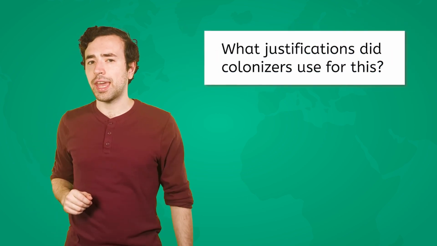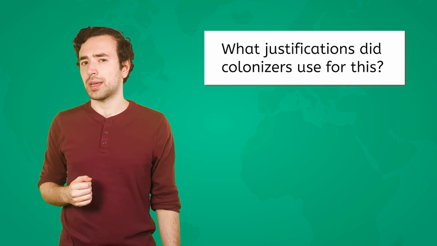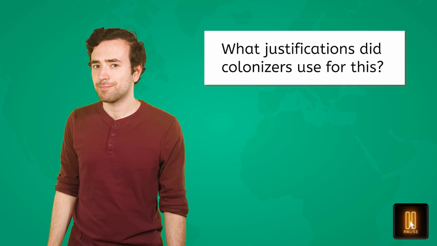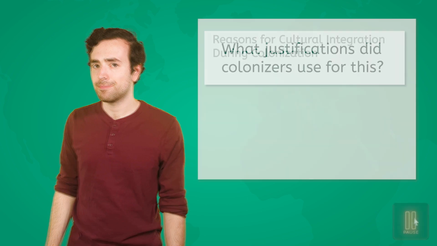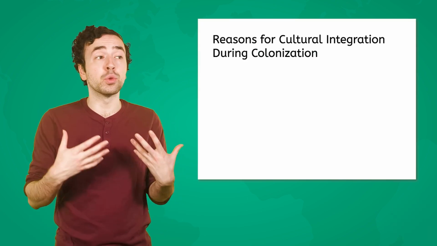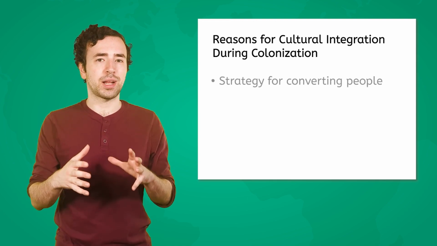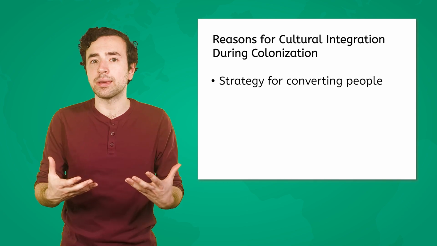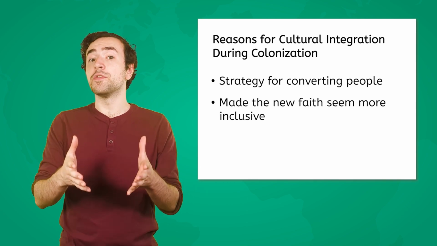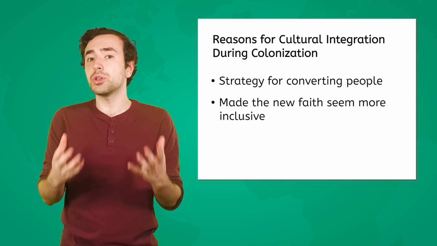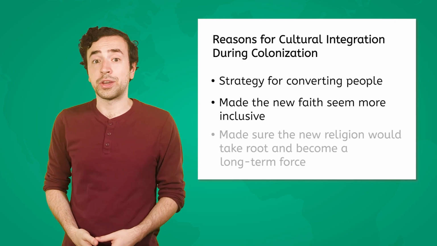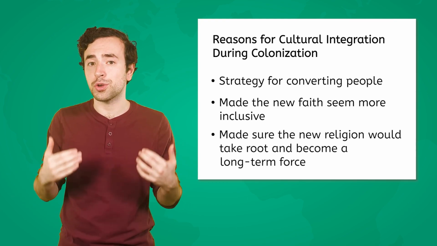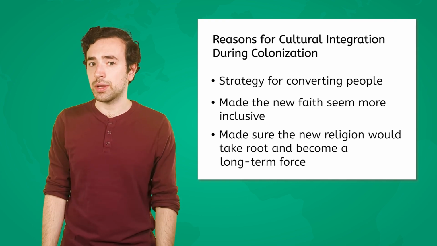What justifications did colonizers use for this? Take a second to brainstorm some of your ideas. Well, this incorporation of local traditional religion may have been a strategy for converting people, as it would make the new religions seem more appealing and familiar, and may have made the new faith being introduced seem more inclusive as well. Or it could have been to make sure that the new religion would take root and become a long-term force in these colonized areas.